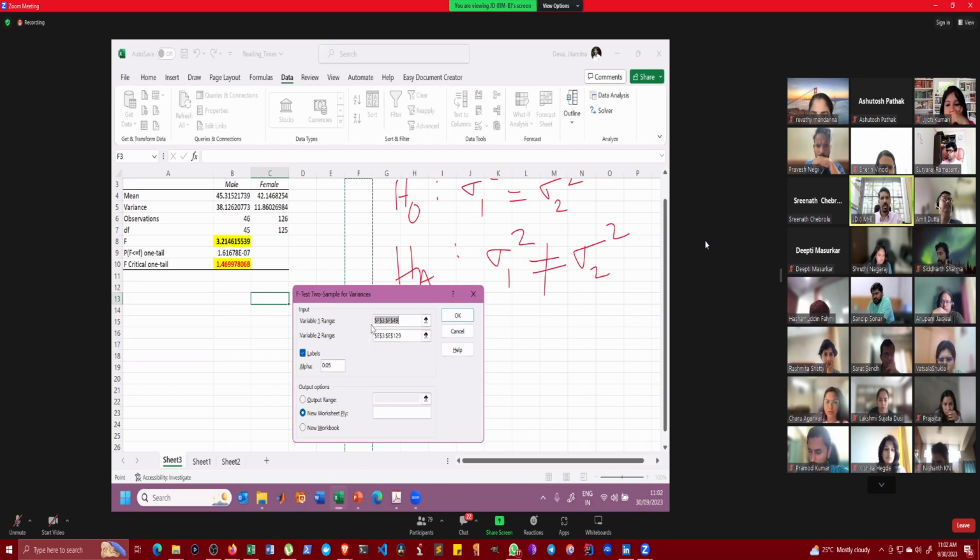First one, variable range 1 was male, variable range 2 was female. I clicked alpha as 0.05 and I just said, okay, that's it. Yes, that's what I also did. Okay, same alpha, but my P value... correct. So I think I chose.